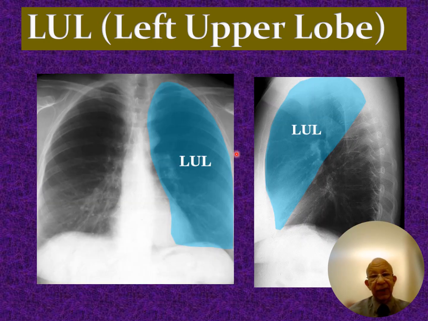Now let's go to the left side. Now the left upper lobe, you can see it's anterior, occupying almost all of the front of the left lung. And this is the lingular process of the left upper lobe. You can see the lingular component of the left upper lobe sits by the left heart border. And again, the left upper lobe occupies most of the anterior aspect, almost all of the anterior aspect of the left lung on an X-ray.